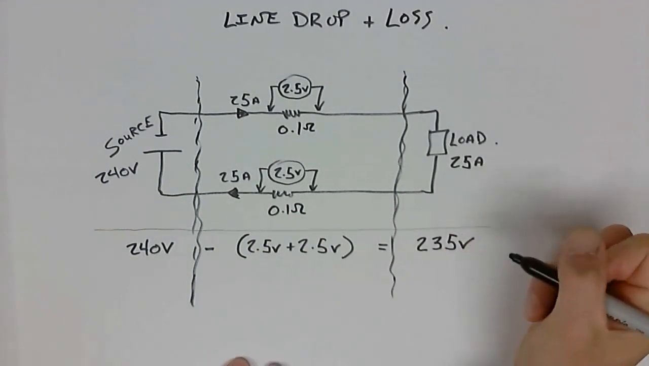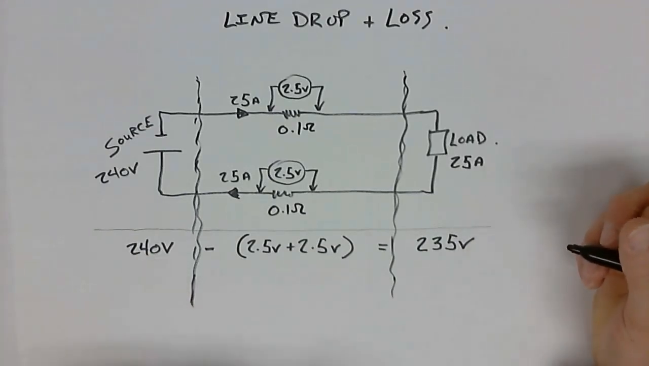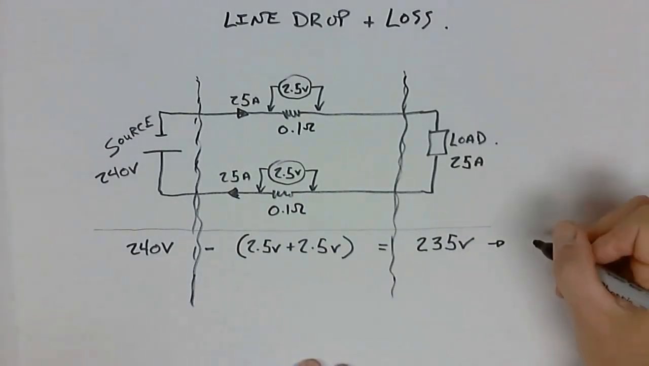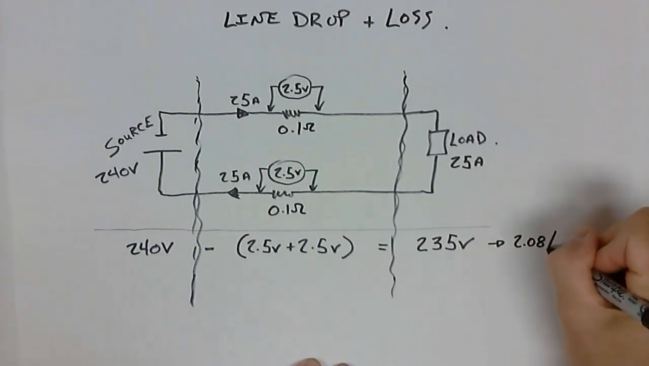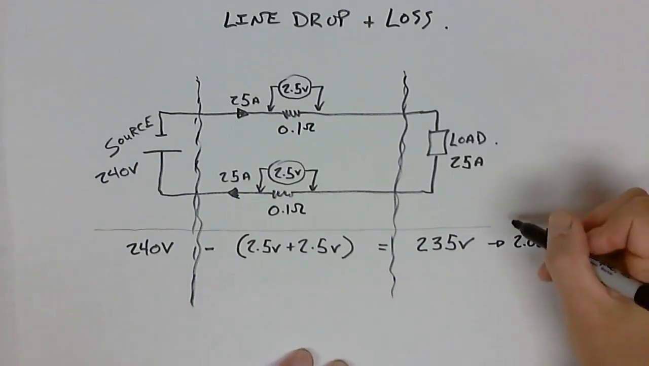So that would be 235 volts. If we wanted to calculate what the percent line drop is, we would have to take our line drop and divide it by our source voltage. So this would then equal 2.08% line drop. Okay, so this would be my percent line drop.